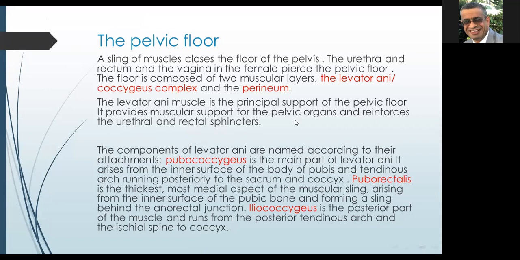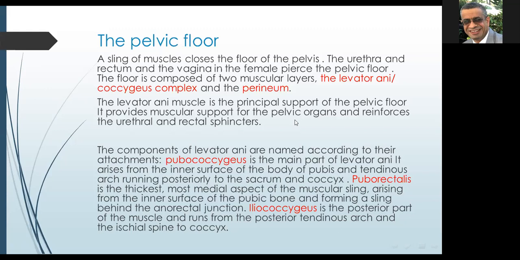The pelvic floor. The pelvic floor, a sling of muscles, closes the floor of the pelvis. The urethra and rectum, and the vagina in the female, pierce the pelvic floor. The floor is composed of two muscular layers, the levator ani and coccygeus complex and the perineum.